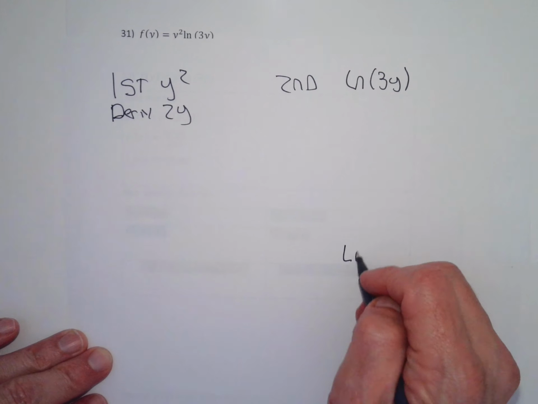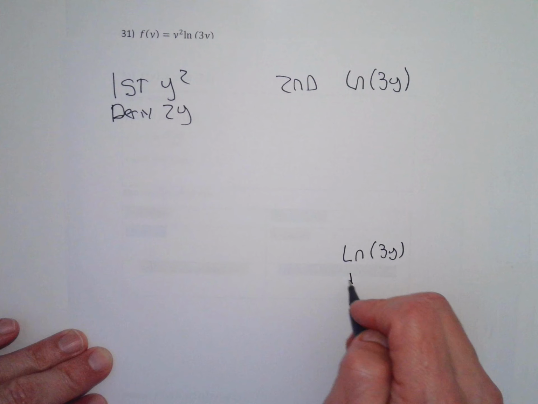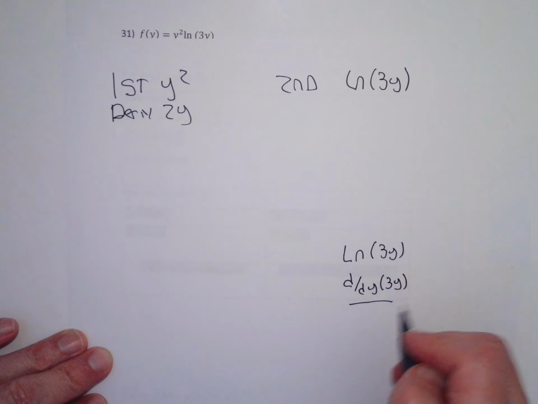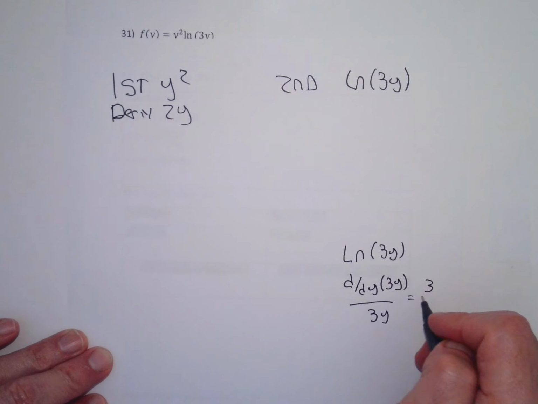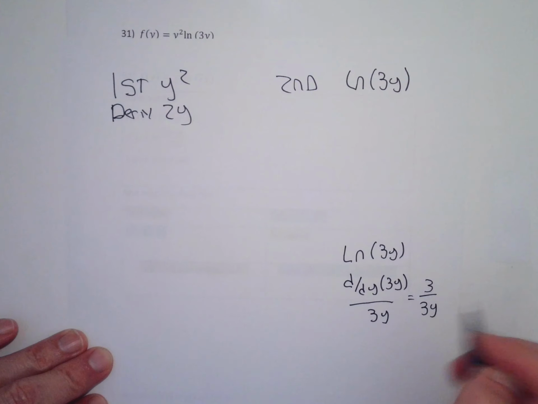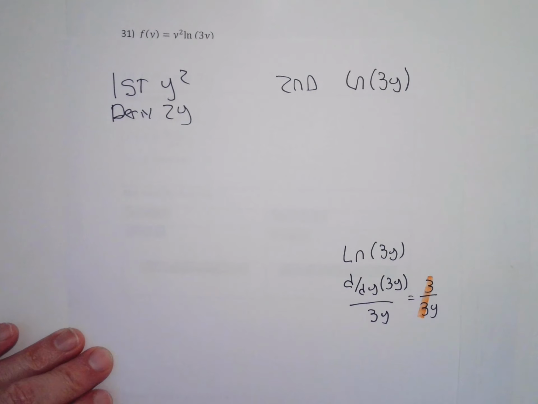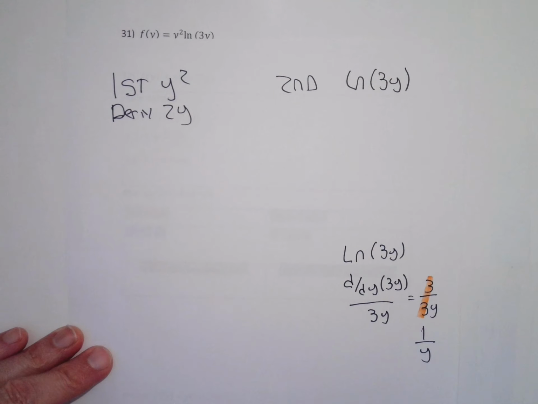For the derivative of the natural log of 3y, I form a fraction. In the numerator of the fraction, I write the derivative of 3y. In the denominator of the fraction, I get that whole 3y. The derivative of 3y is just the coefficient 3. The denominator stays 3y. Since it's straight multiplication in the denominator, I can cancel the 3's and get 1 over y for its derivative.